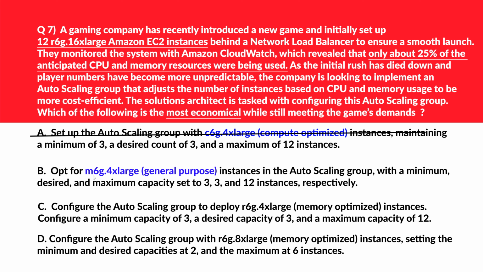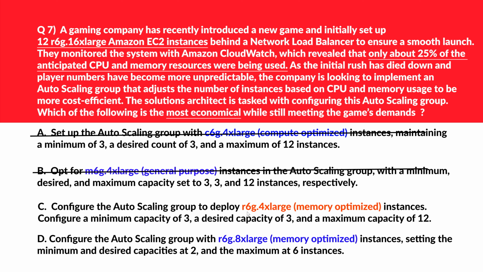Let's now move to option B. Option B uses M6G 4x large, that is of general purpose type. So option B is again incorrect because M6G 4x large instances provide a balance of compute, memory and networking resources. They do not specialize in memory optimization, which is what the company needs as per the question and also per the CloudWatch metrics, if you also look here. So this is out.